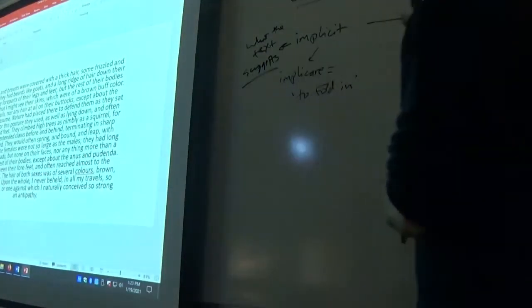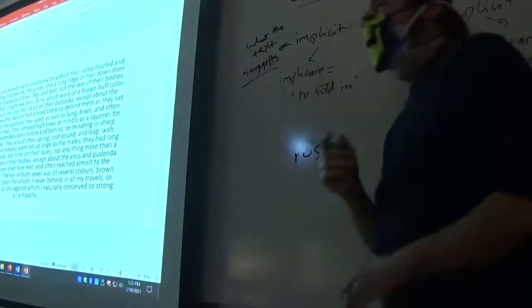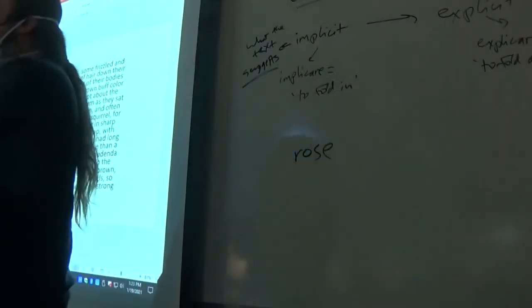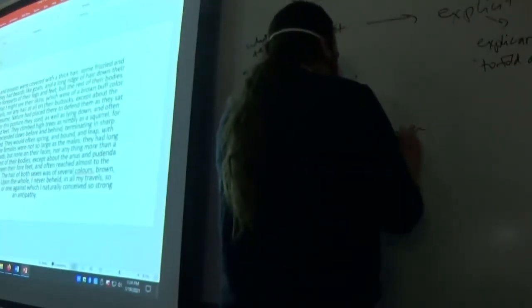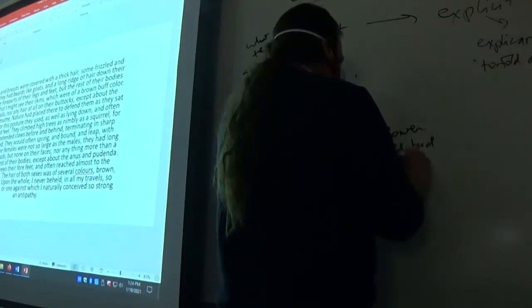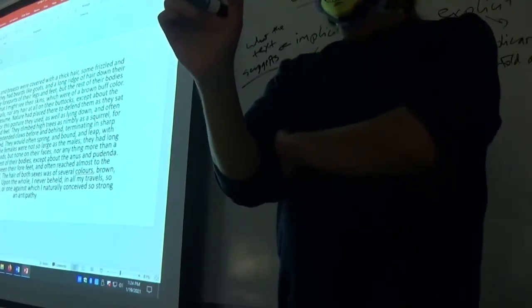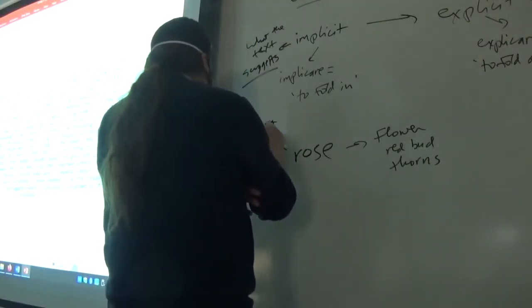So for example, if I give you a word like rose, what is the explicit literal meaning of the word rose? A flower. Yeah. It's a flower, usually with a red bud, and thorns. But what other ideas are suggested by a rose? Okay, yeah, we associate it with love and romance, right? What else?